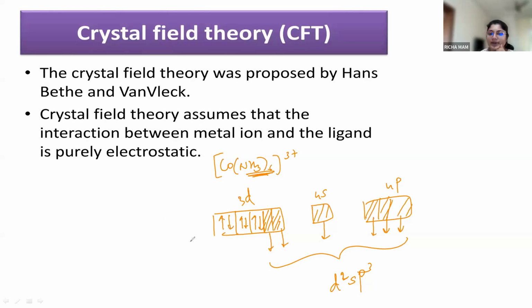So d2sp3 hybridization, and we are making use of inner orbitals, right? So it is an inner orbital complex, or it is called a low spin complex.